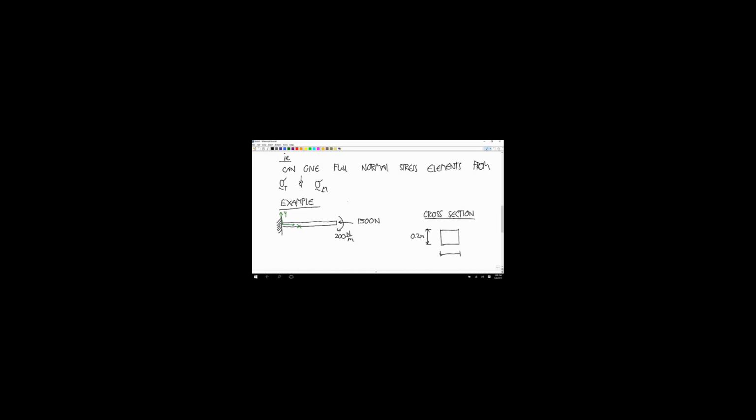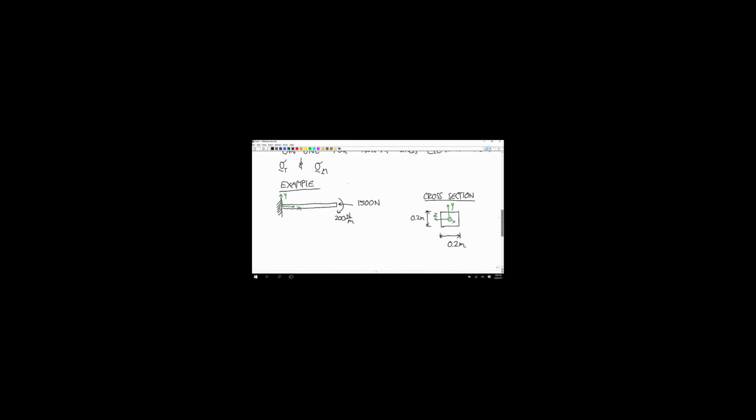Ooh, that's a fat cross section. Okay, so this is like looking from where it says 1,500 newtons down on the beam. So the x-axis is coming out towards us, the y-axis is up, and the z-axis is this way. And we want to know what are the stress tensors for different points in the beam.